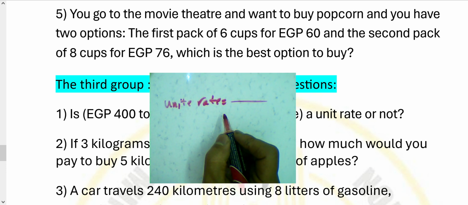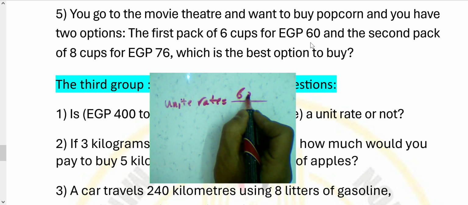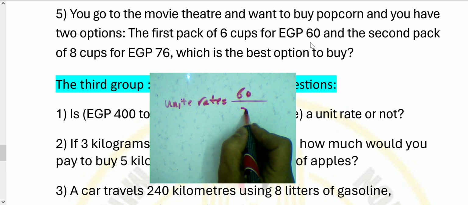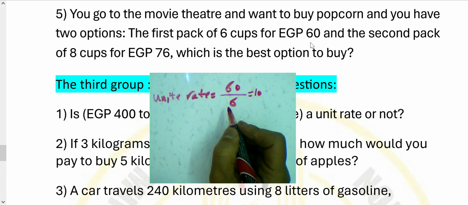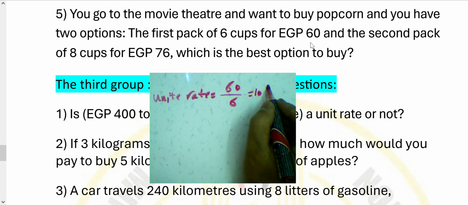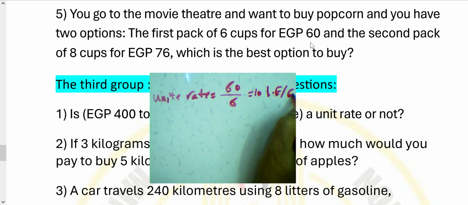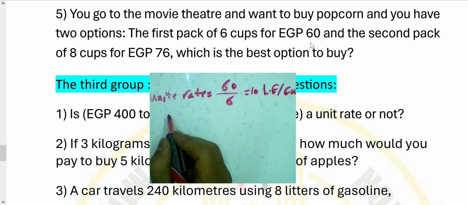We can divide it. The price of 6 cups is 60, 60 divided by 6 equals 10. The result here will be 10. 10 what? 10 Egyptian lira per 1 cup. It's unit rate 1.